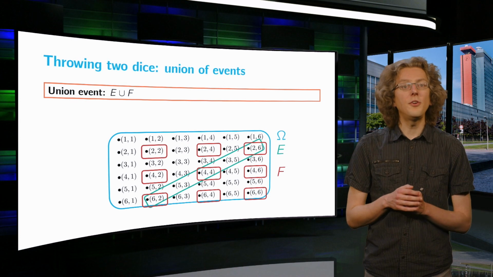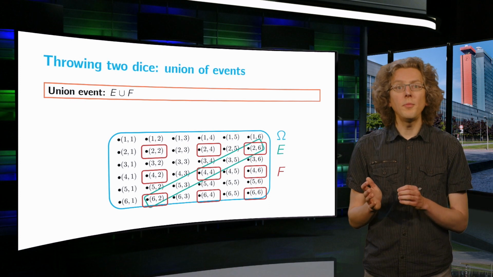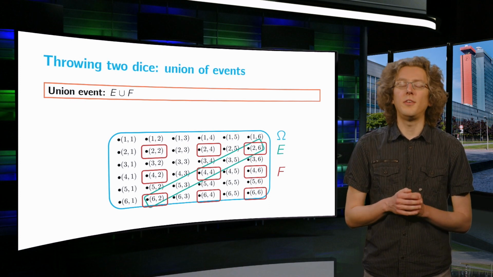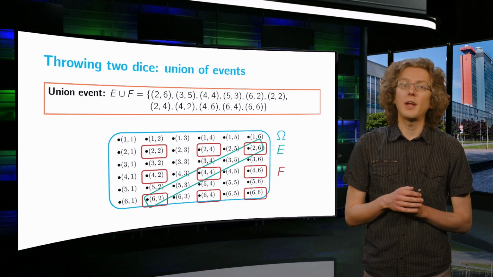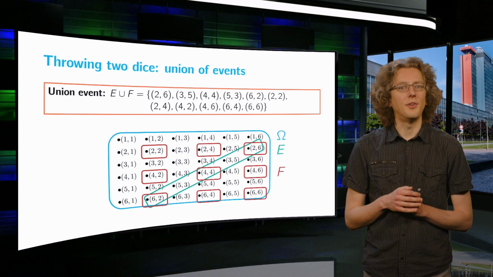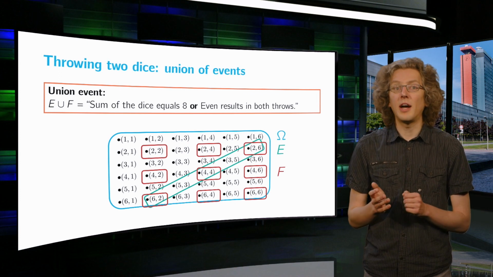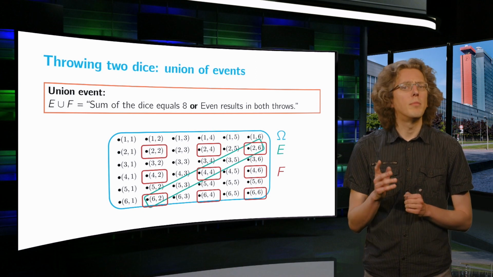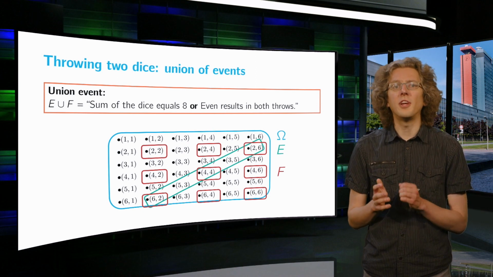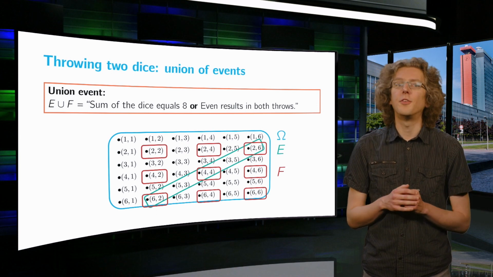Similarly, we can consider the union of two events. This is the event containing all the outcomes which are in at least one of these events. In the union of E and F, we find 11 outcomes. Again, can you describe this union in words? Indeed, it is the event where both dice give an even result, or their sum is 8. By the way, notice that this is the OR used in mathematics. Outcomes that were in both E and F are also in the union.